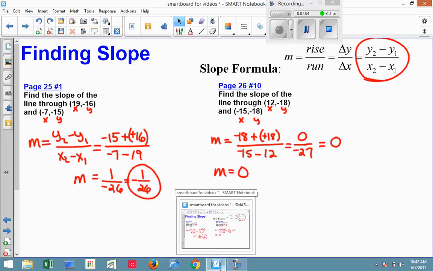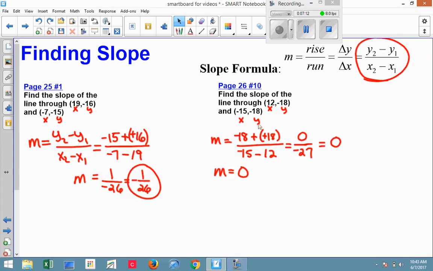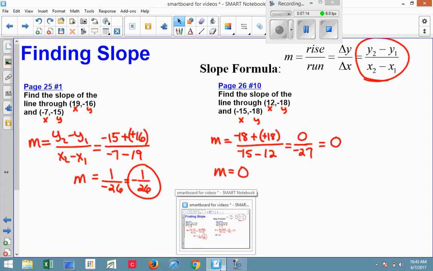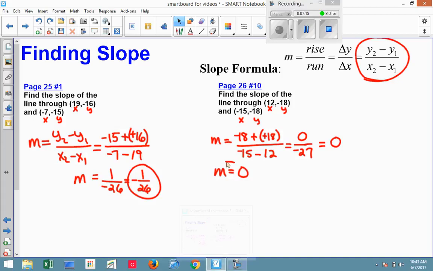So if you recall, we said a moment ago that lines that have a slope of 0 are horizontal lines. So if I were to plot these 2 points and connect them with a line through them, I would see that I'd have a horizontal line. The slope is 0.